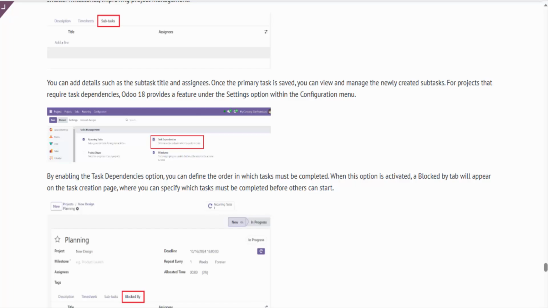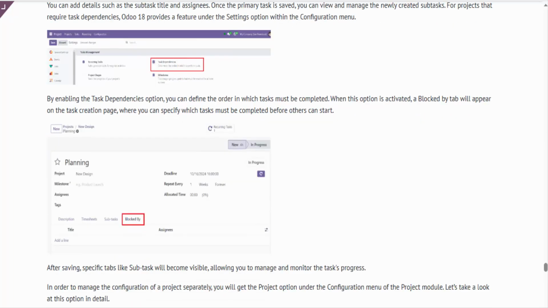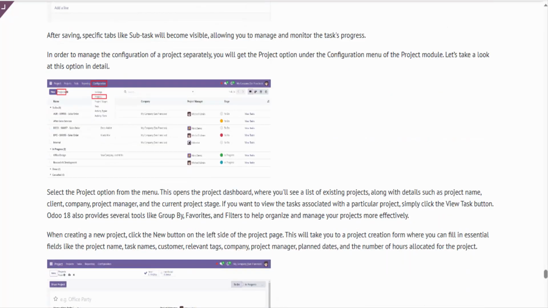For projects that require task dependencies, Odoo 18 provides a feature under the Settings option within the Configuration menu. By enabling the Task Dependencies option, you can define the order in which tasks must be completed. When this option is activated, a Blocked by tab will appear on the task creation page, where you can specify which tasks must be completed before others can start. After saving, specific tabs like Subtask will become visible, allowing you to manage and monitor the task's progress.